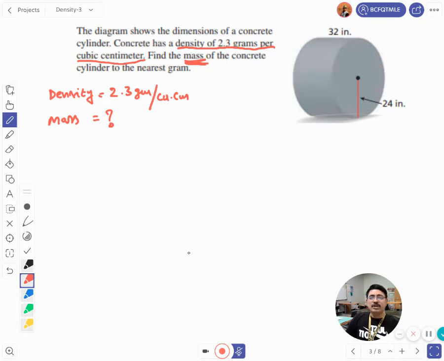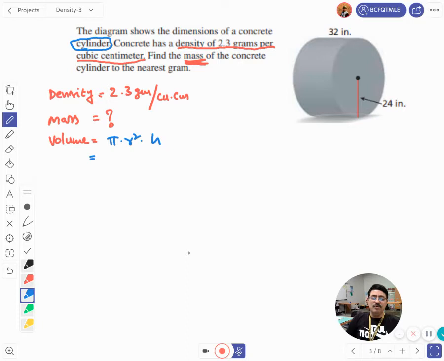Okay, so mass is to be computed. Did he mention the volume part? Oh, here the dimensions are given. So I was looking for volume. Please see that this gives a concrete cylinder, so I have to think of the formula for finding the volume of a cylinder. The volume of a cylinder, as you know, is pi times radius squared times height.